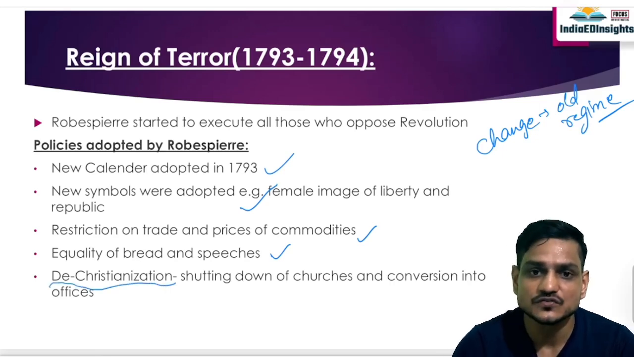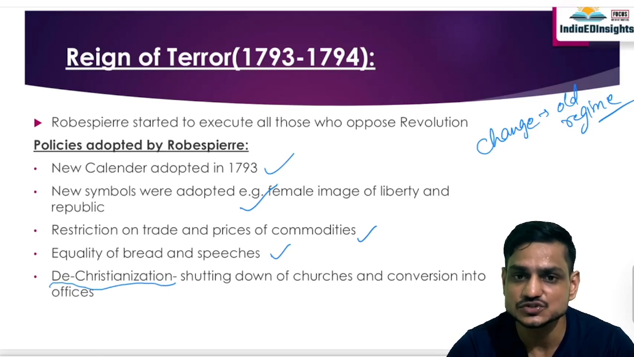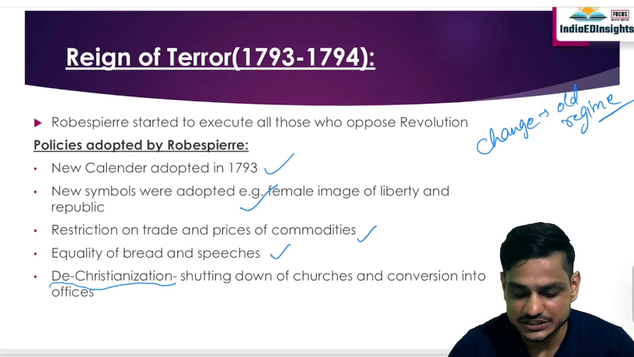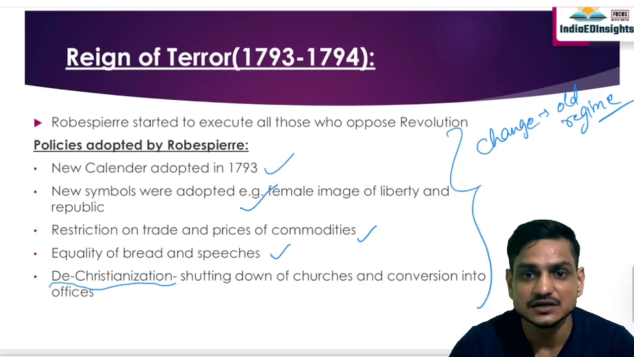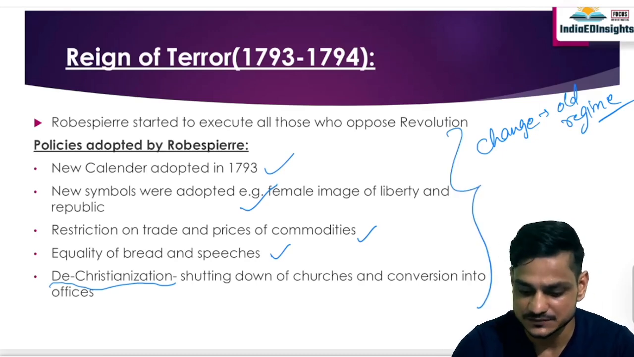De-Christianization means shutting down of churches. Churches were closed and turned into offices, meaning now there is no need of any clergy institution. Now there is no need of any church. So these all reforms took place during the days of Maximilien Robespierre.